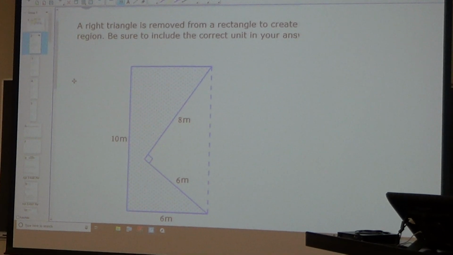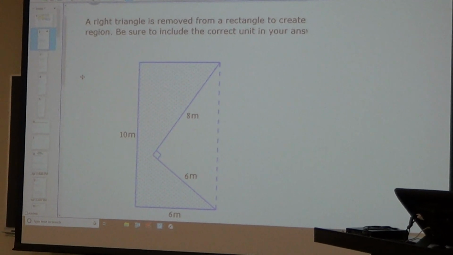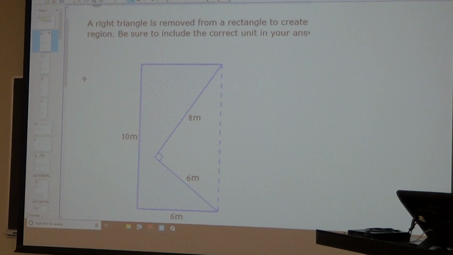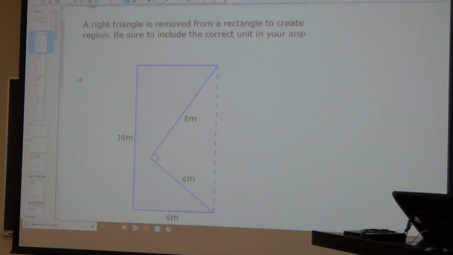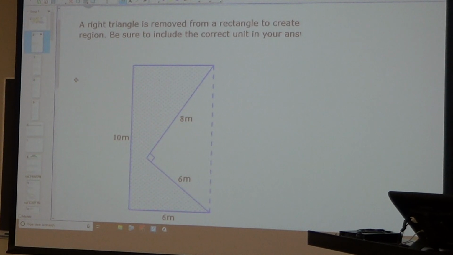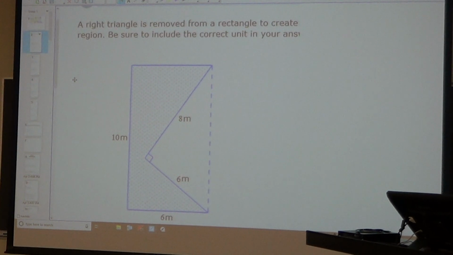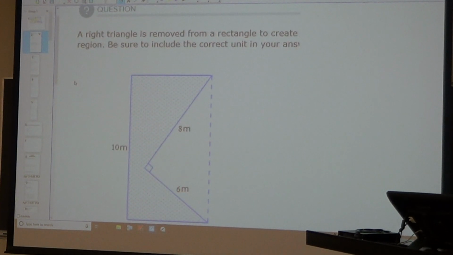All right, so 5 classes left. We are working in Module 3 today, and we're looking at the ones that most of y'all do not know. Now, this first one says find the area.